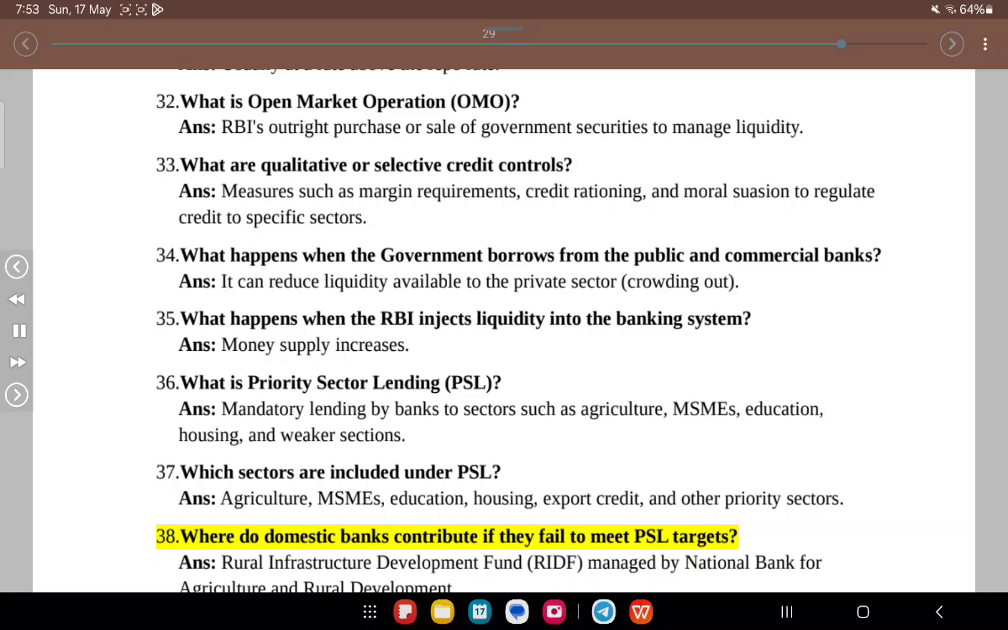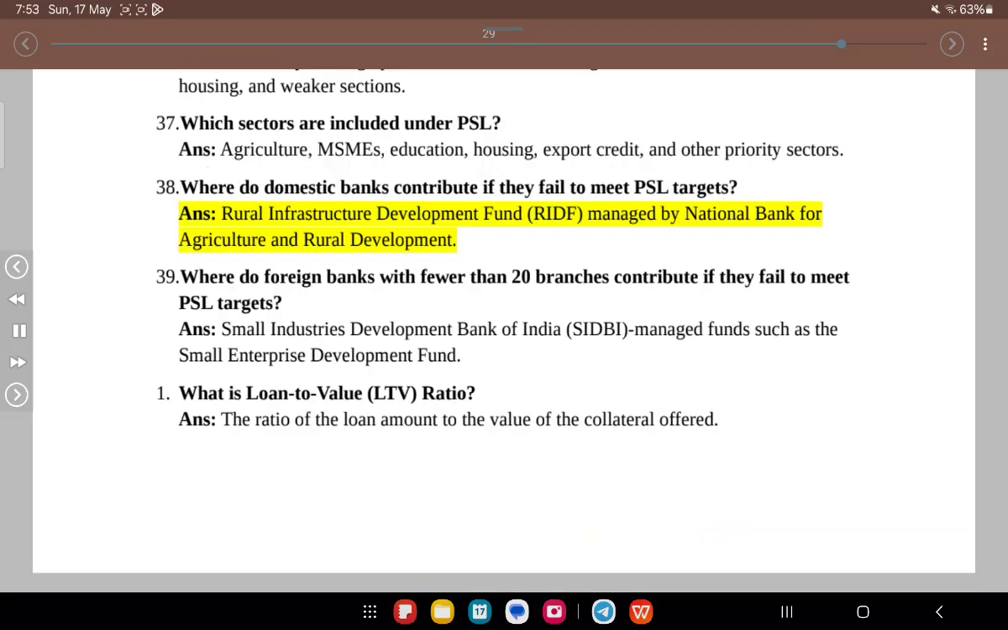38. Where do domestic banks contribute if they fail to meet PSL targets? Ans. Rural Infrastructure Development Fund (RIDF), managed by National Bank for Agriculture and Rural Development. 39. Where do foreign banks with fewer than 20 branches contribute if they fail to meet PSL targets? Ans. Small Industries Development Bank of India (SIDBI), managed funds such as the Small Enterprise Development Fund.